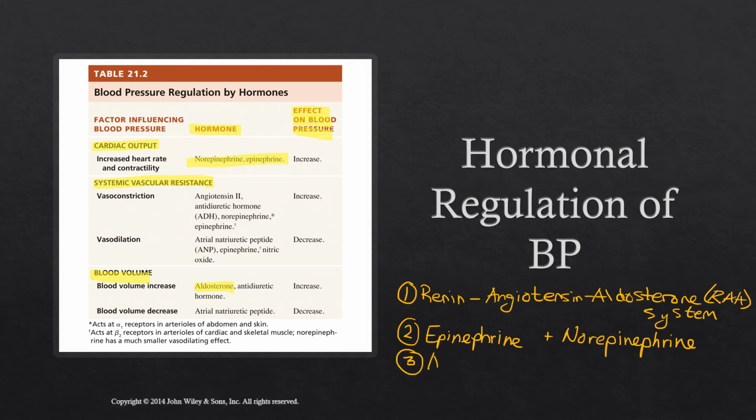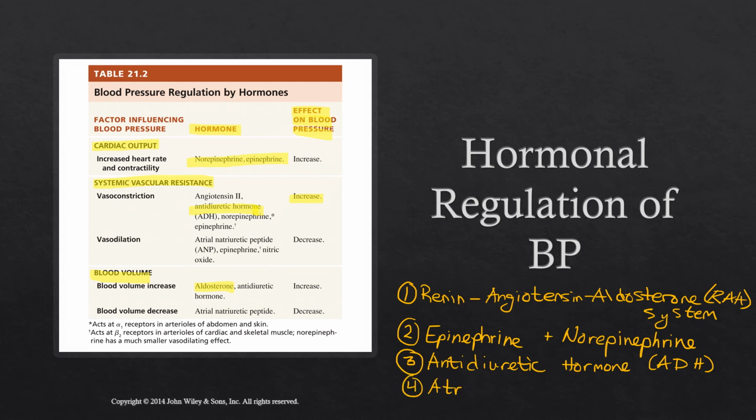Next, we have the antidiuretic hormone. This is also just called ADH. And this is, remember, produced by the hypothalamus, released by the posterior pituitary. And this causes vasoconstriction. So here, this would be antidiuretic hormone here. Cause vasoconstriction, which is going to increase that blood pressure.